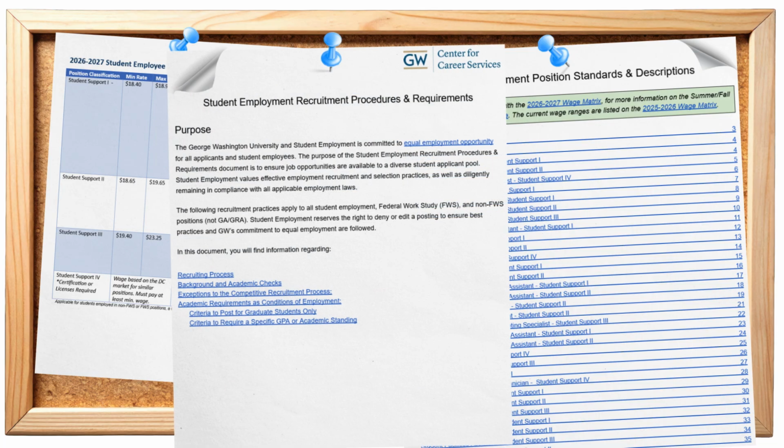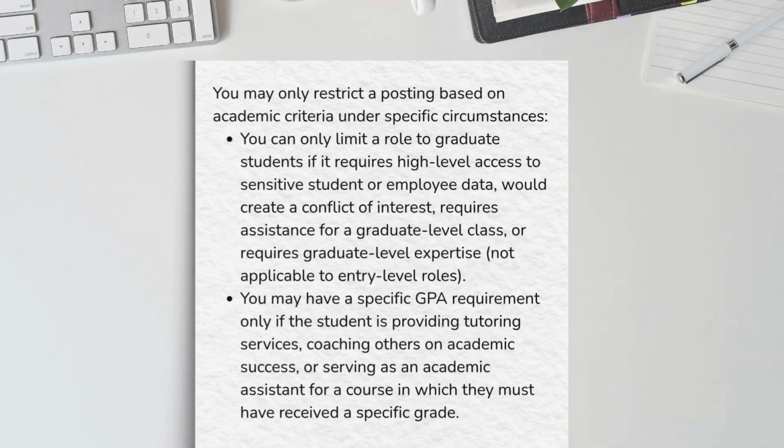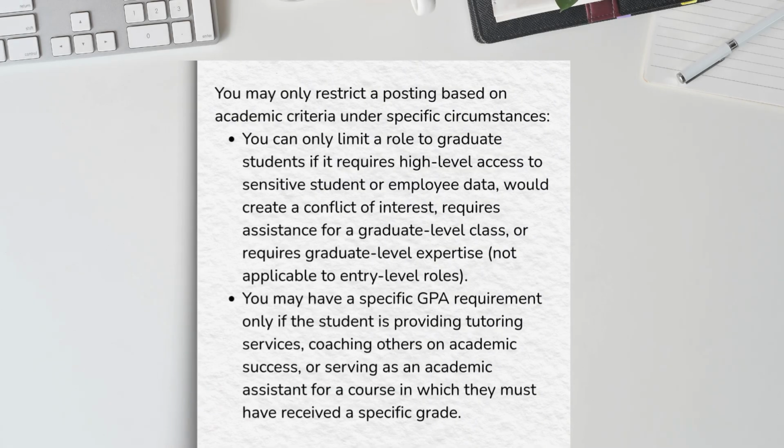Third, the Student Employment Recruiting Procedures and Requirements document. The purpose of this document is to ensure job opportunities are available to all students who are qualified for the role and to address when positions may be exempt from a competitive recruitment process, as well as when the position may have GPA, degree level, and other academic requirements. Here are some of the highlights from the Procedures and Requirements document.